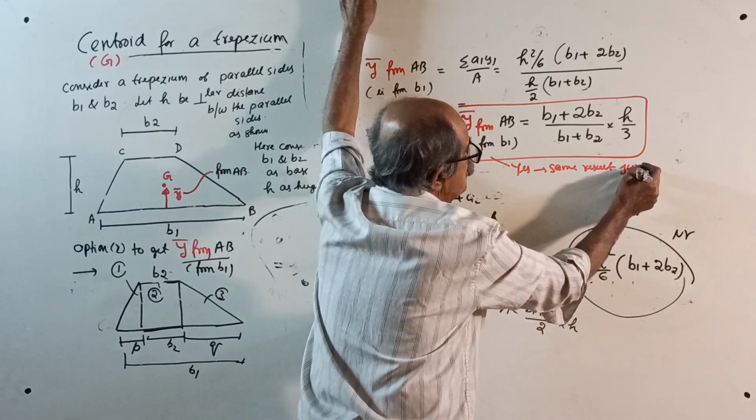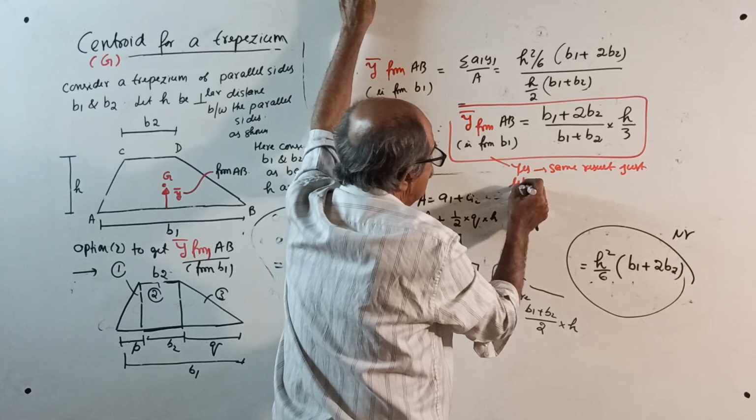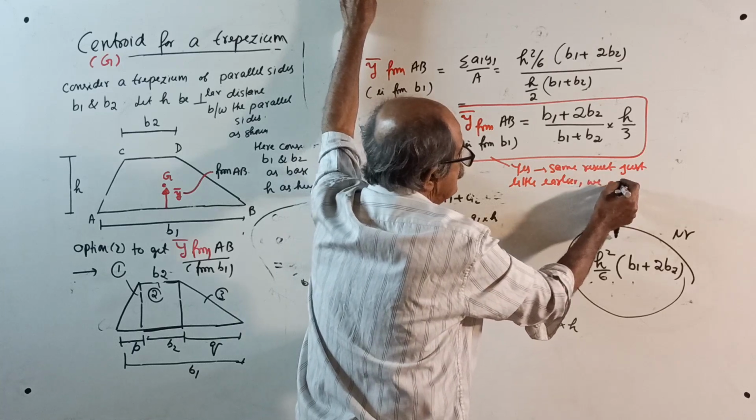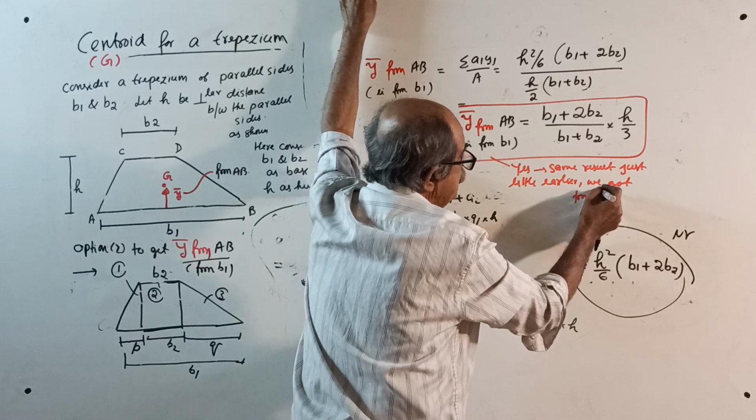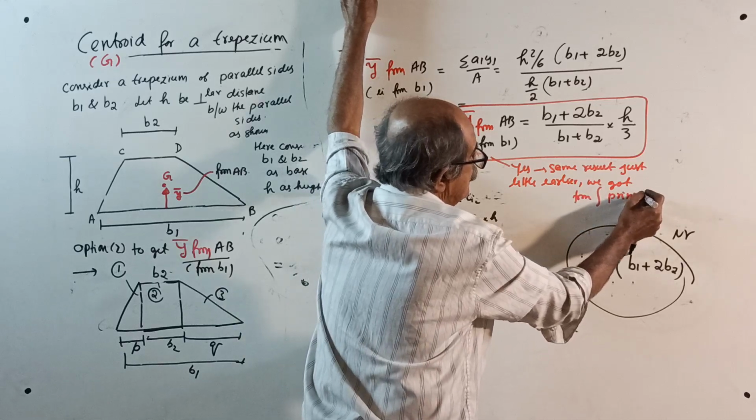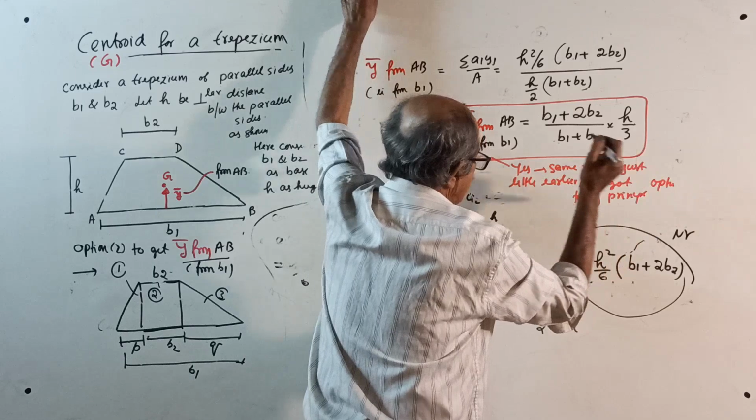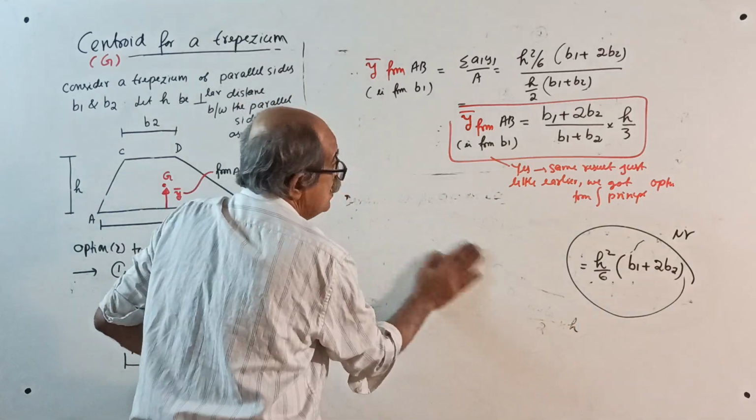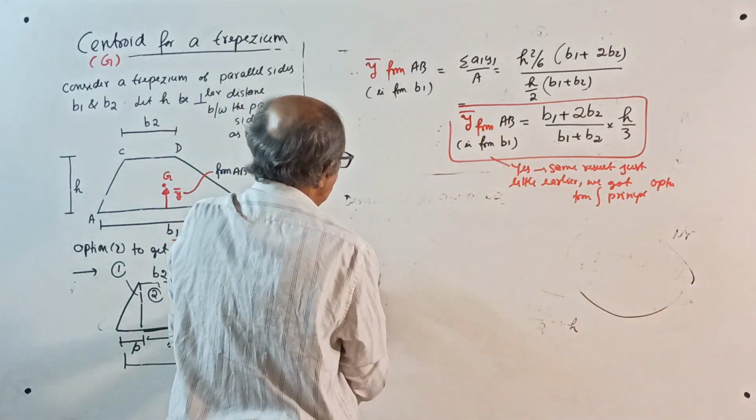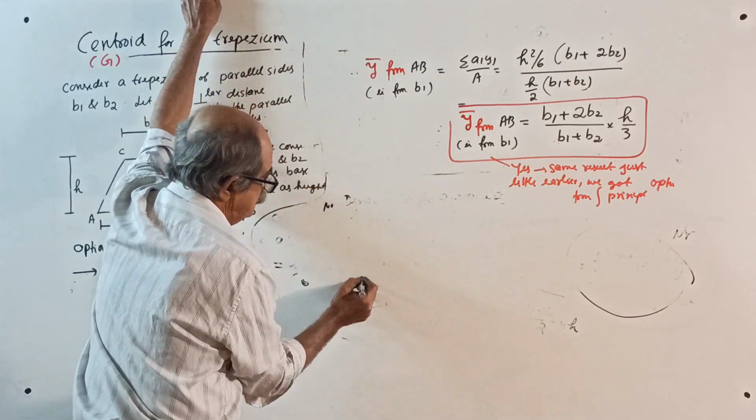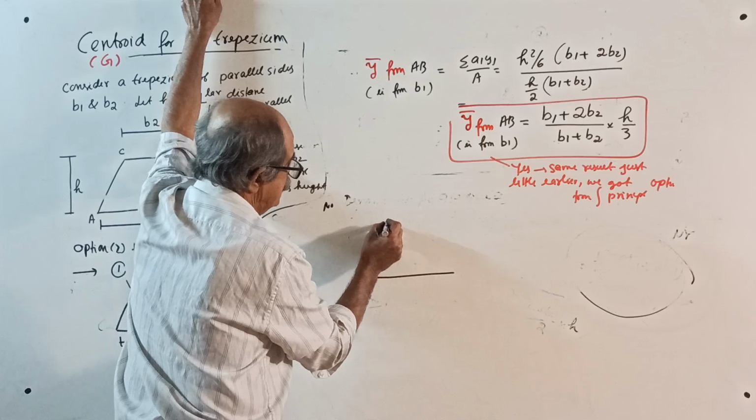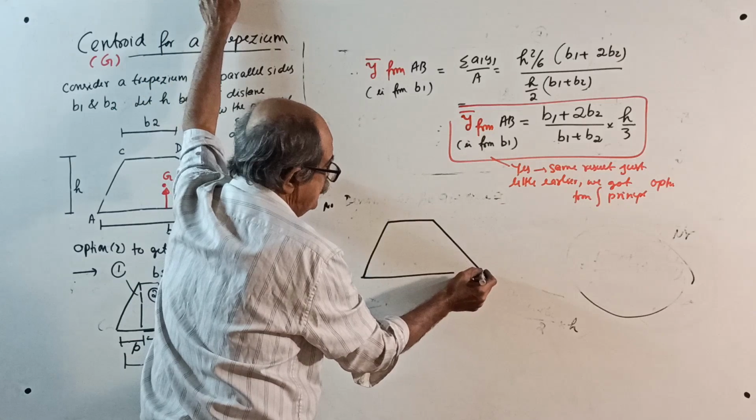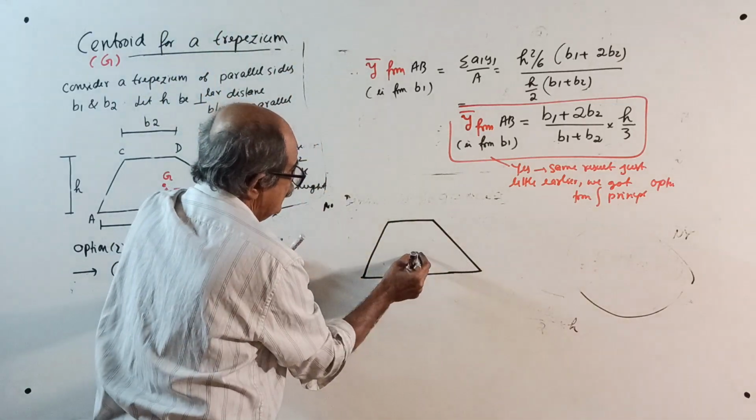Just a little earlier, we got the same answer from the integration principle also, that is option 1. Okay, now make a small note. You can see here, P and Q vanished. Now, this way, the centroid is here.